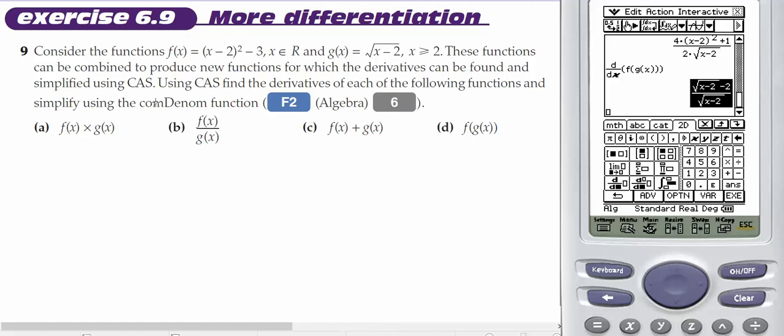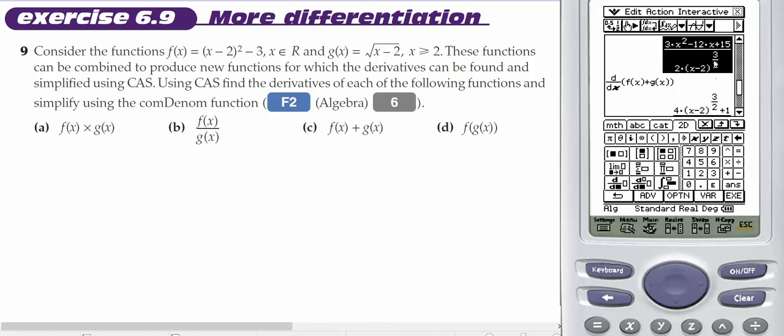I didn't actually have to use simplify because all of my answers were nicely simplified by the calculator. And that's how you do it.